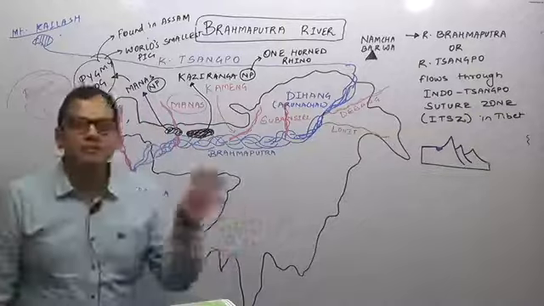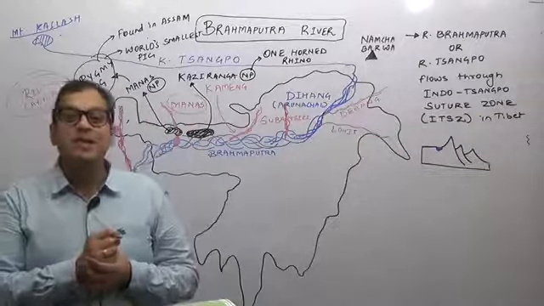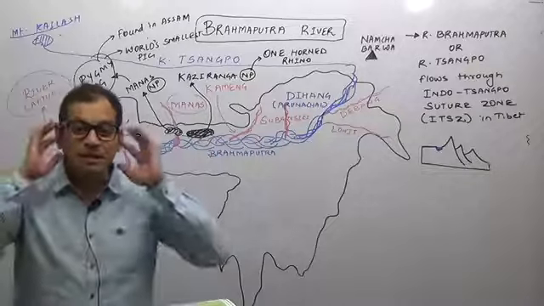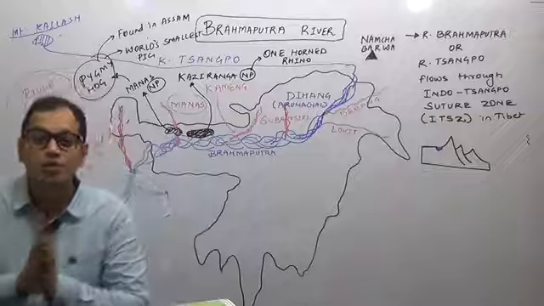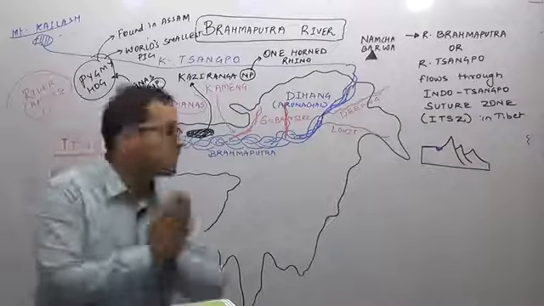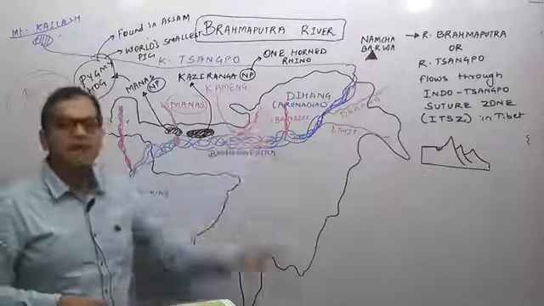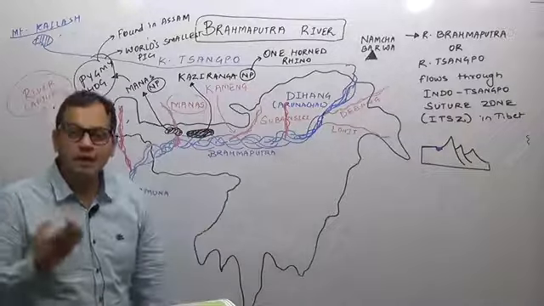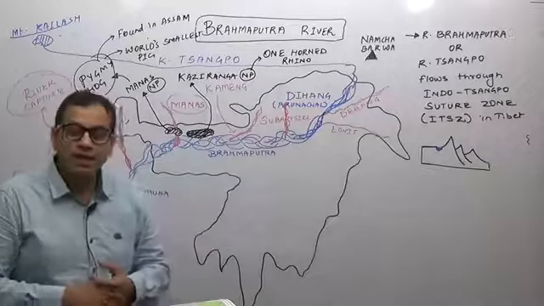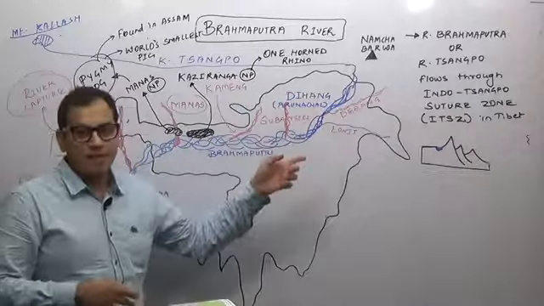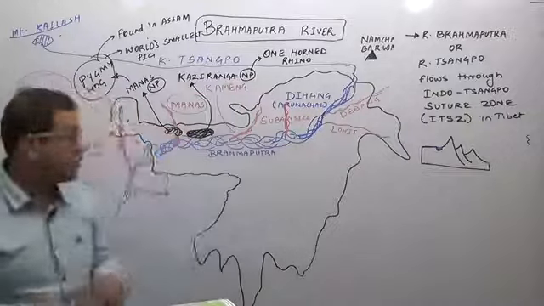Through Kaziranga National Park the Brahmaputra flows, and through the Manas National Park the Manas river flows. Remember, again I am repeating, Manas river does not flow through the Kaziranga National Park. Subansari, on Subansari we have hydroelectric power plants, while Dihang is the name of the river Brahmaputra in Arunachal Pradesh, and Dibang and Lohit are its important tributaries.